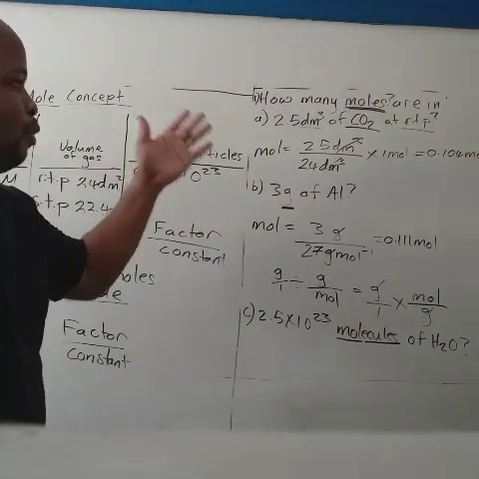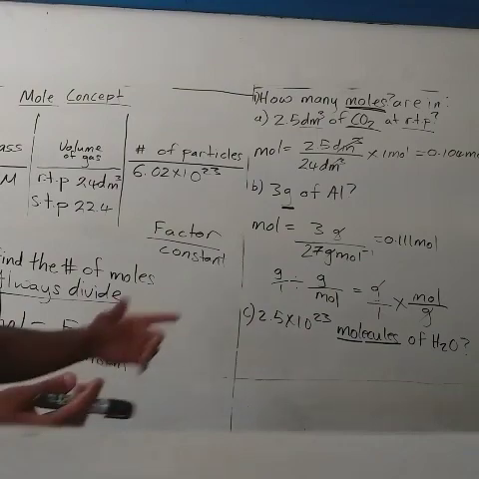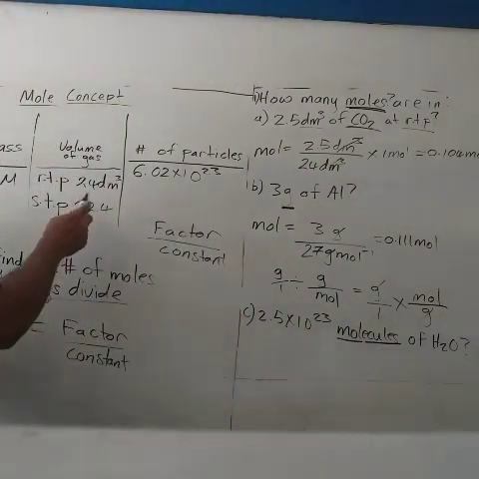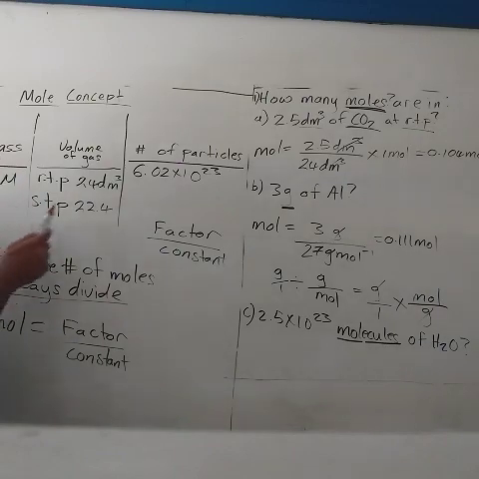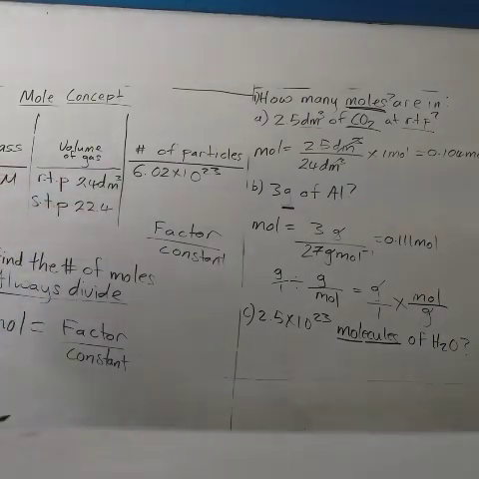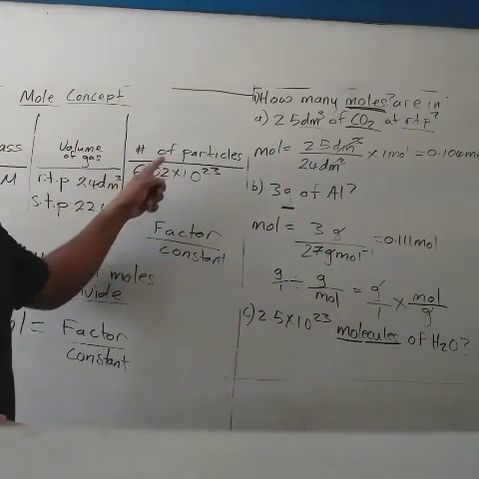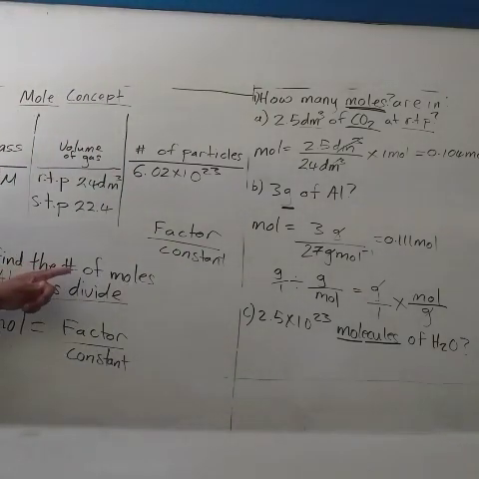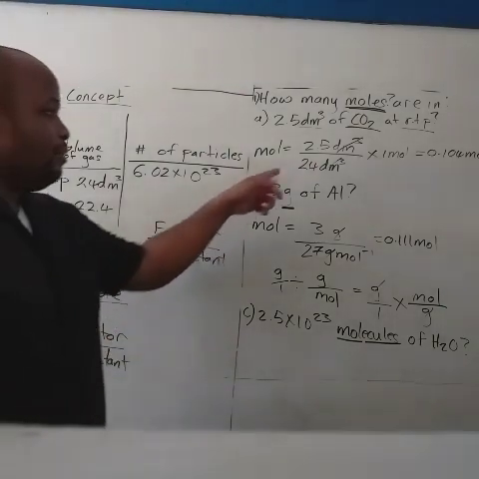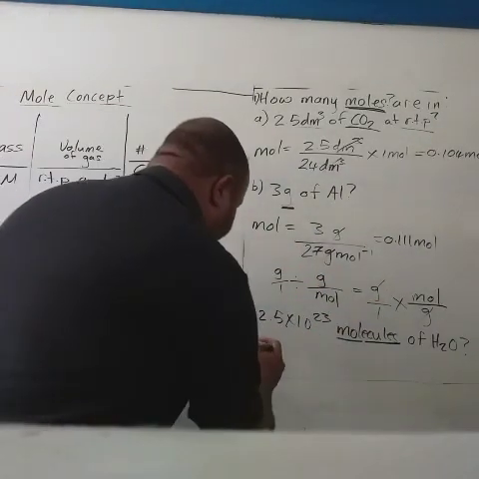So the question says, how many moles are in 2.5 times 10 to the 23 molecules of water? What is the unit? Molecules. If you look here, you don't see molecule here, right? So it's not volume, it's not mass. Once you see molecules, it's particles. Good? And particles deals with Avogadro's number. So the factor is particles, that means the constant is Avogadro's number. Remember, I already told you, once you want to find moles, you always divide. And as you can see here, what are we doing? We're always dividing factor by the constant. And we will do the same again.